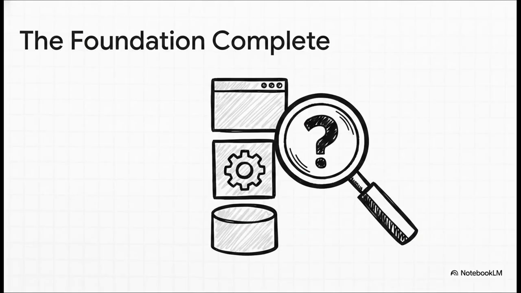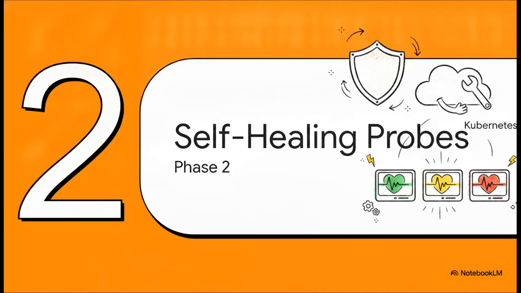So just like that, the foundation is complete. We have successfully deployed a 3-tier architecture. We've got a Postgres database retaining our state, a containerized REST API backend processing the logic, and an Nginx static web UI serving up the front end. Pretty awesome. But right now, Kubernetes only knows if these container processes are turned on. It doesn't actually know if the application inside them is working properly. Let's fix that. Moving right along to Phase 2, Kubernetes self-healing probes.